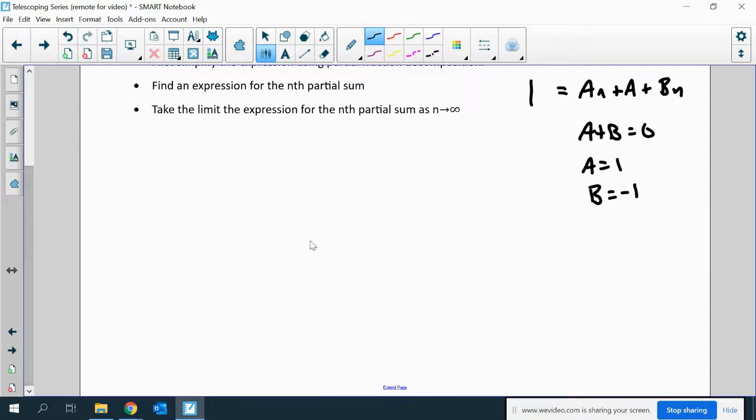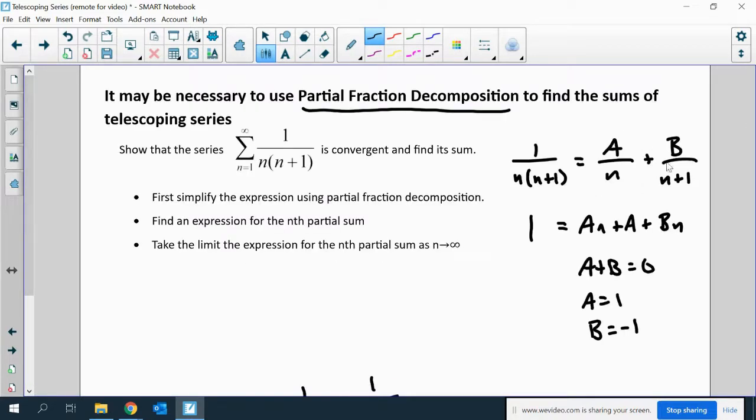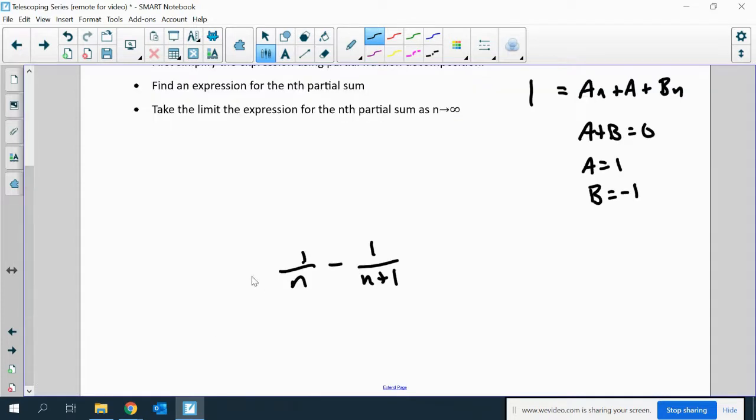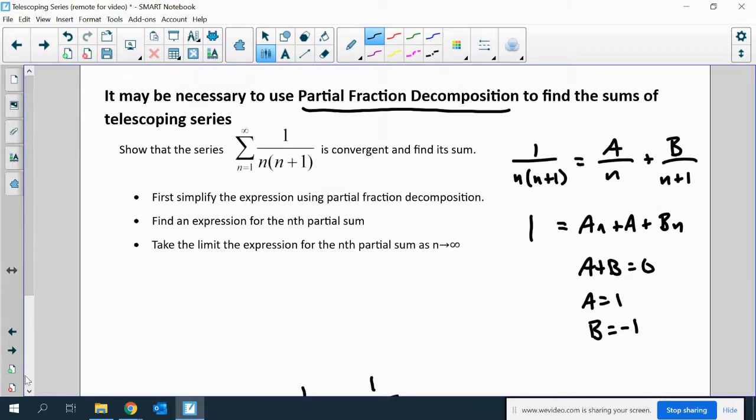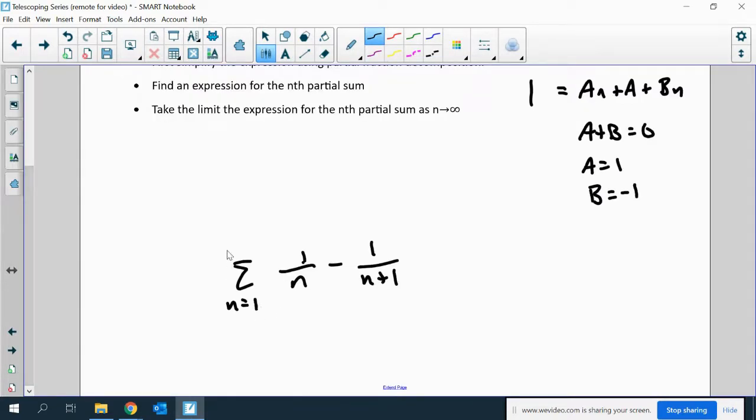So what I would do is I would have a over n minus 1 over n, because a was 1. So 1 over n minus 1 over n plus 1. I just replaced a and b. And then I have the sum from n equals 1 to infinity of this. And then I would have an expression for the nth partial sum.